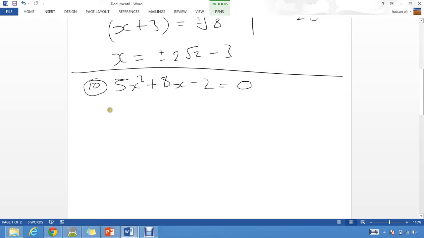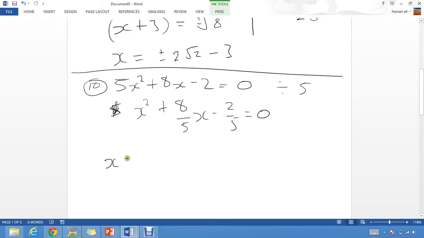Same thing again, there's two things you can do here. One, take the 5 and divide everything by 5. Now what you have is x squared plus 8 over 5 x minus 2 over 5 equals 0. That allows us to get rid of the 5. We have something similar to what we did before, but the only issue is we have fractions. That shouldn't really matter, so just carry on as normal.